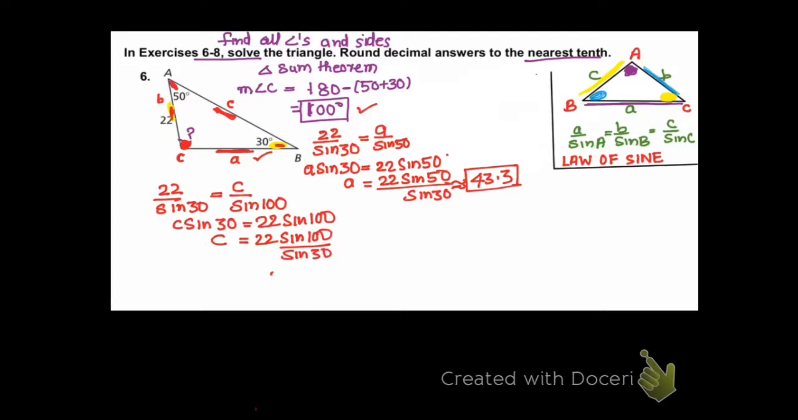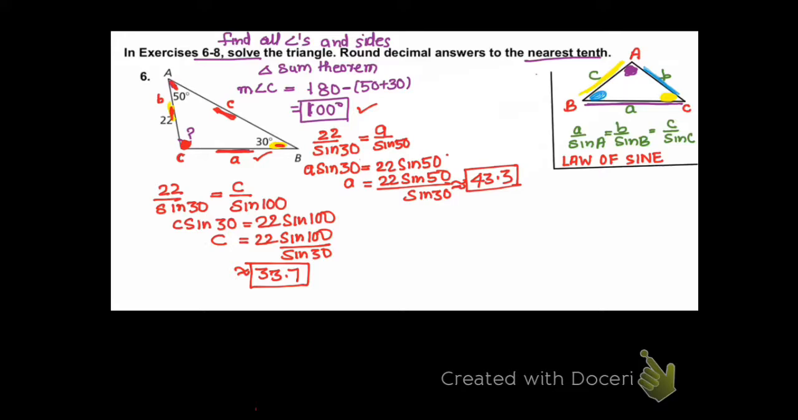In your calculator, just type 22 times sine 100 divided by sine 30. When you do it, your answer is going to be 33.7. Make sure it is in degree mode. If it is not, then it's going to be a lot of trouble.